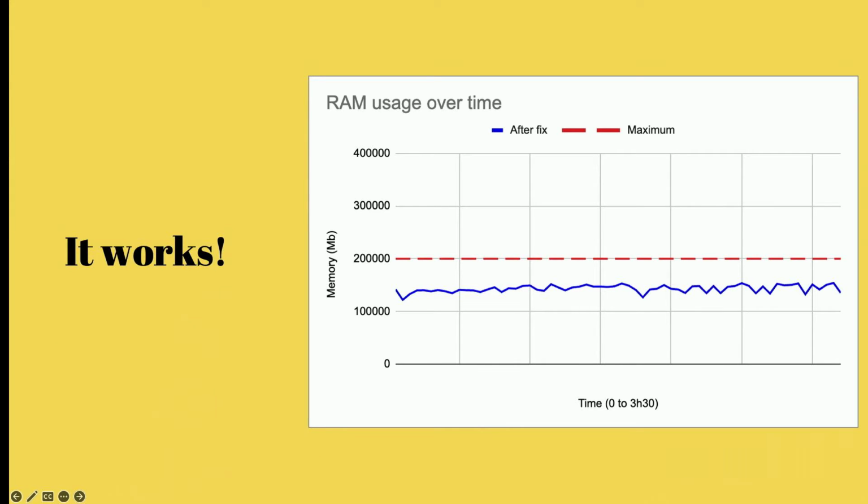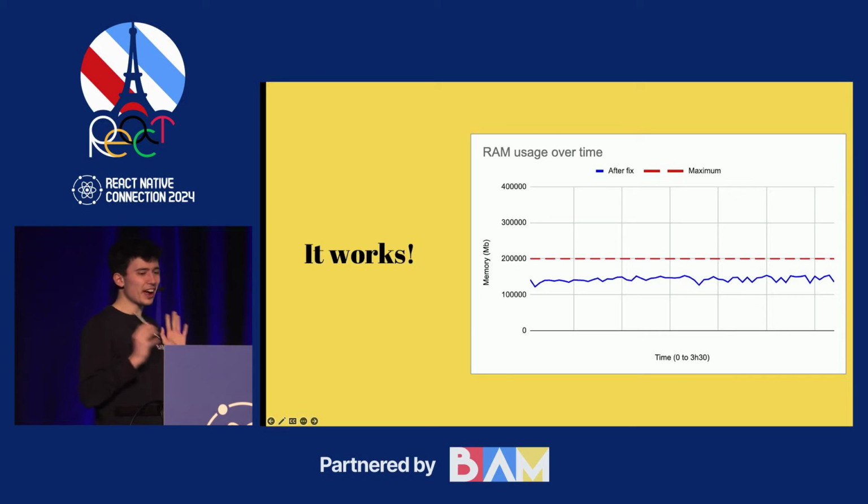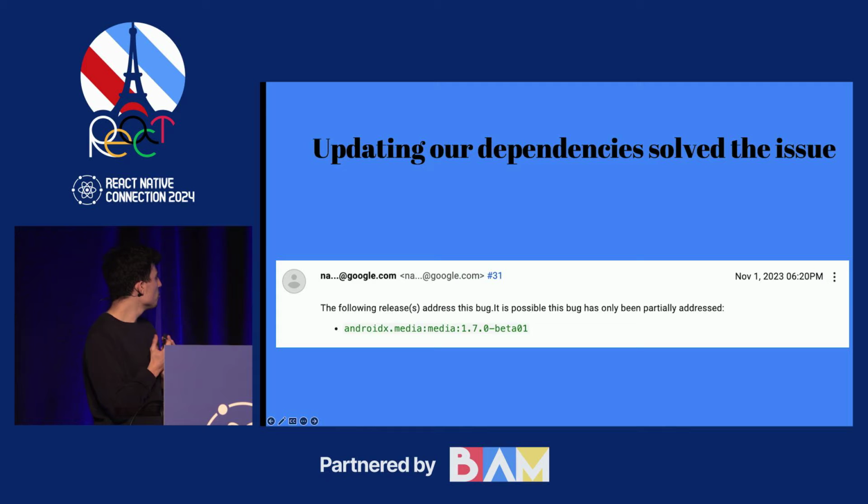The blue line is under the red line. We couldn't go into production because of Google. It would have been hard to find it without LeakCanary. Finally, Google released a new version with the fix, so we could update the dependency. So we are good. We can say memory leaks are easy to find because we found LeakCanary.